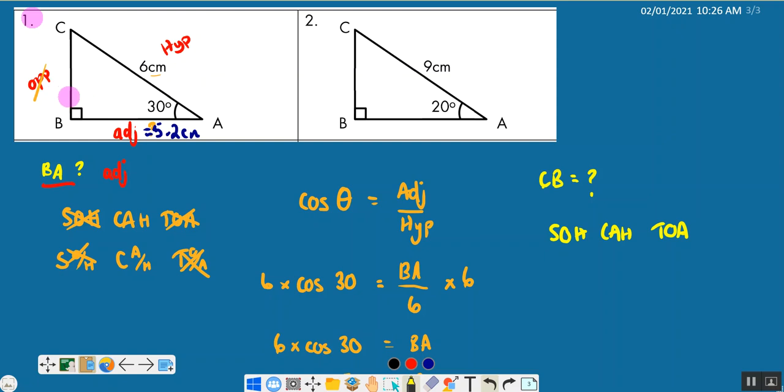But here's the thing. I also know the adjacent. So I could use sine or TOA. Cos is no good to me because it's not got the opposite in it. Right? But I can actually use either of these now. Either one you like. Right?